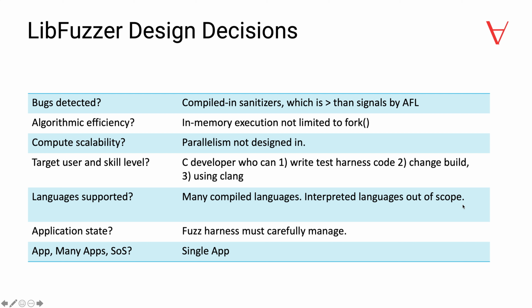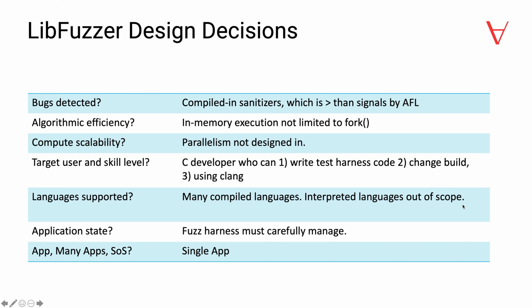The algorithmic efficiency, well, it's not limited by fork, and so often it's going to be faster. Now, in exchange for this, you often have to be much more careful with Libfuzzer that you're not using up all memory. Like if you have a memory leak, you could potentially use up all memory in Libfuzzer, while AFL is resetting the actual process on each execution with fork and exec. For compute scalability, again, parallelism isn't designed in. What they were really looking for was a little bit deeper bugs and faster execution. And the target skill level is really for the developer.